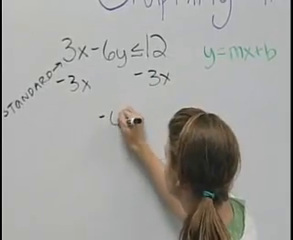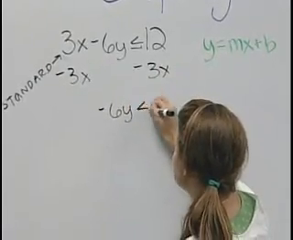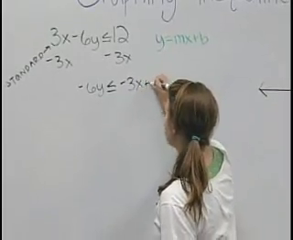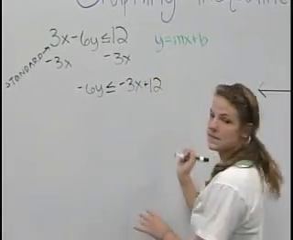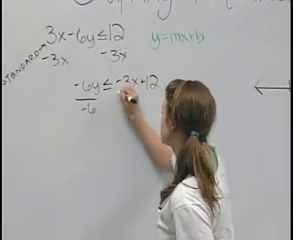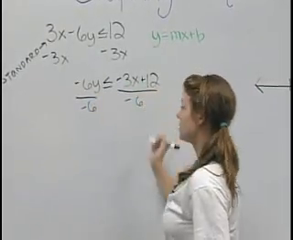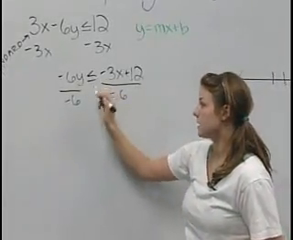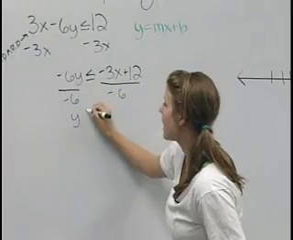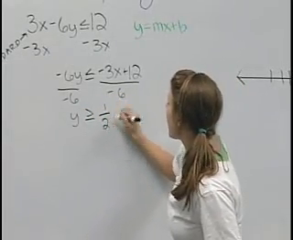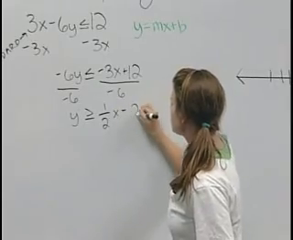And you're going to be left with negative 6y is less than or equal to negative 3x plus 12. And then you need to isolate your y variable completely, so you're going to divide everything by negative 6. Now this is a very important note to remember: whenever you divide by a negative, you're going to flip your connector. So you're going to be left with y is greater than or equal to 1/2 x minus 2.